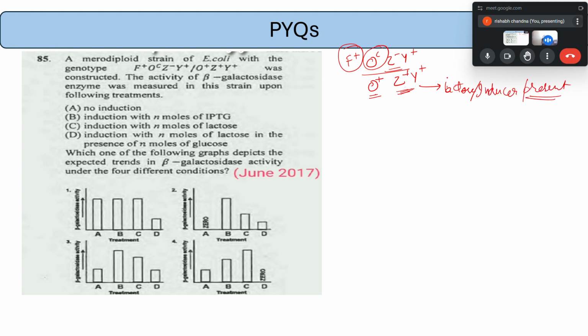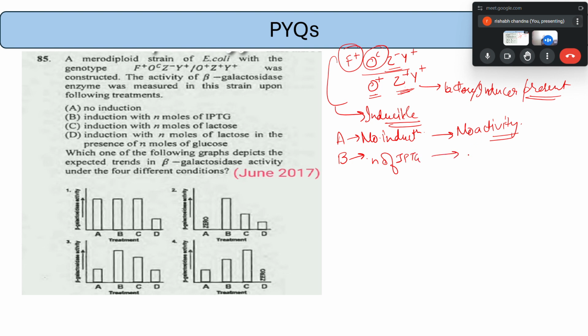Okay, so this whole system would be inducible now. Now we'll see in different scenarios how the graph will look. So first is no induction, no activity. Then we have B, induction with n moles of IPTG.